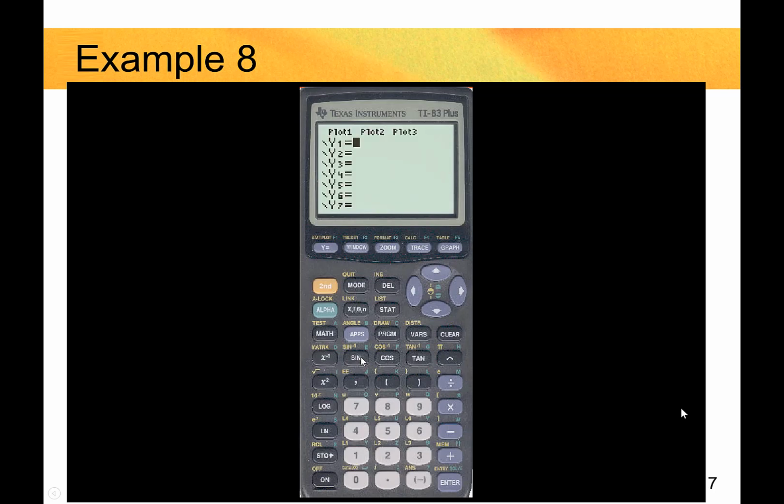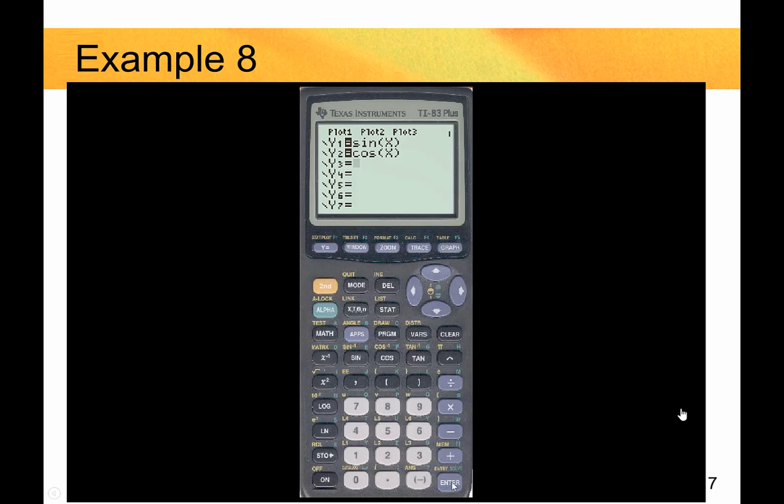Now let's put in sine of x. And close off the parenthesis after you put in your variable. Click enter, put cosine of x. Alright, and I'll give you a little time to do that here. And we are ready. We're ready to graph this.